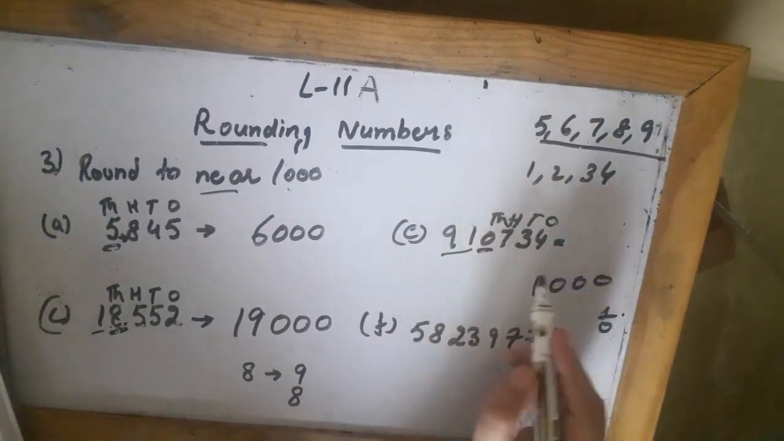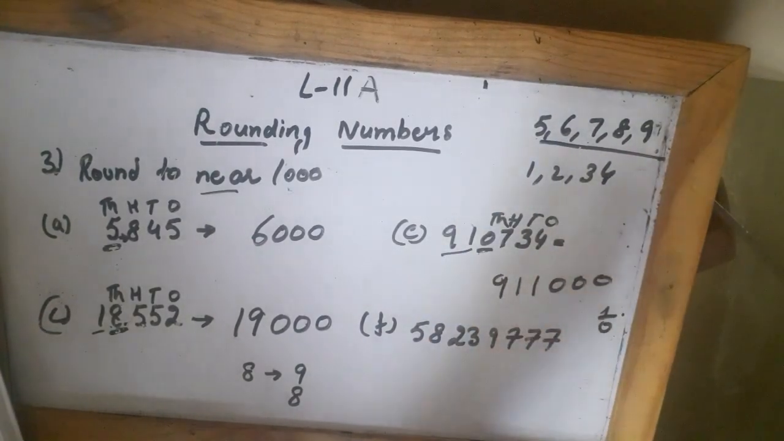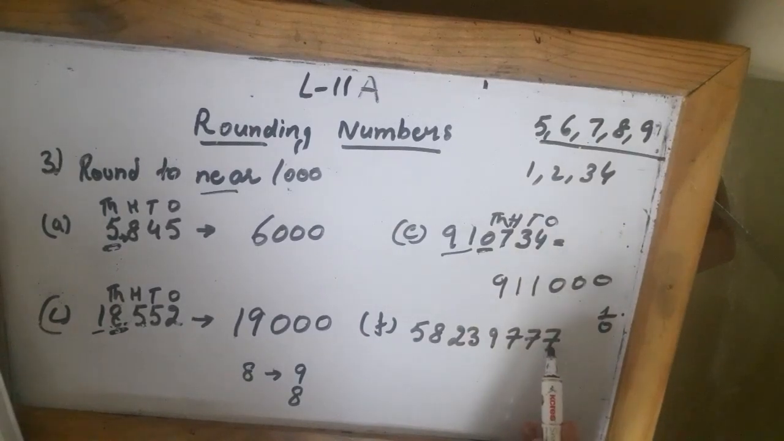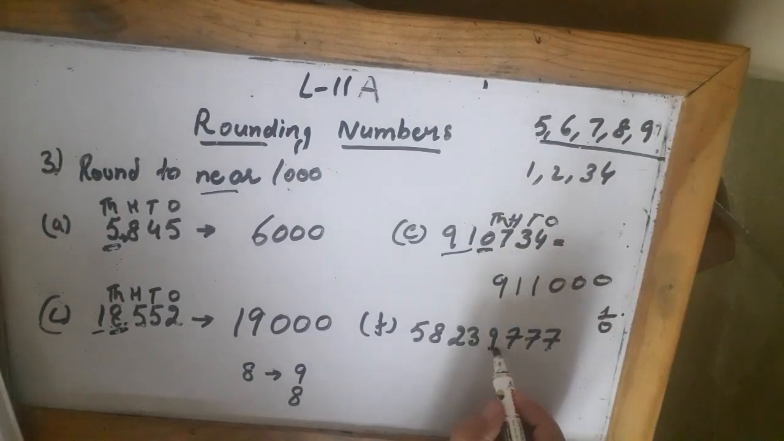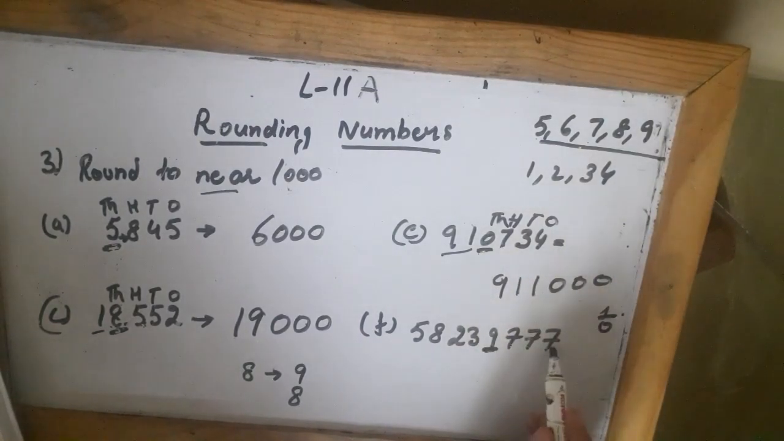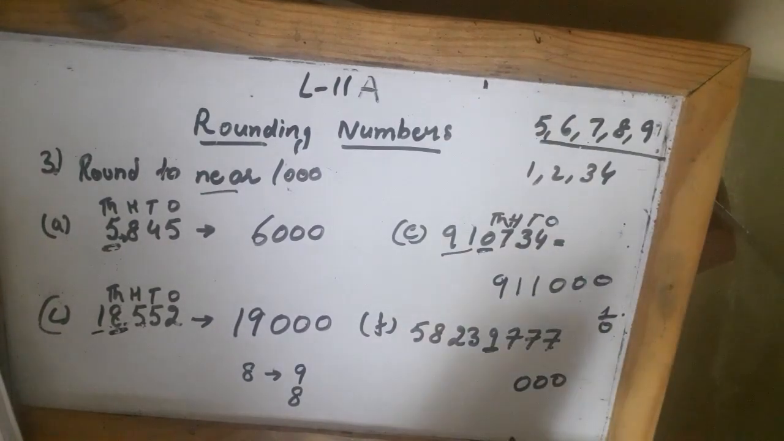And to the left of this, they will remain the same. Now the thousands place, ones, tens, hundred, this is the thousands place. So all the digits at the ones, tens and hundreds place will become zero. And I will look to the right of nine.